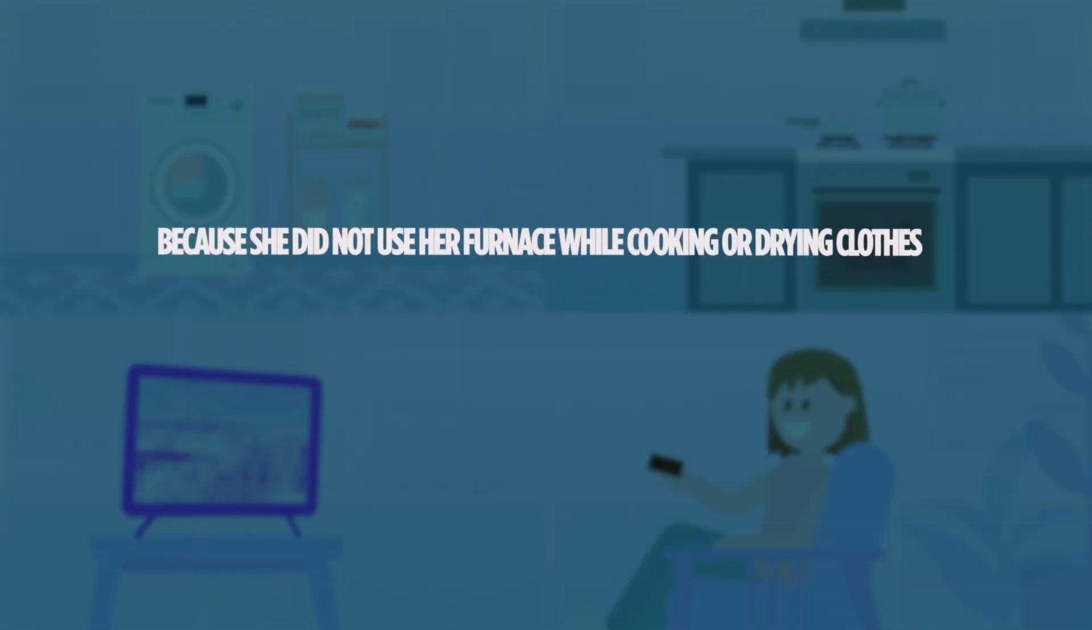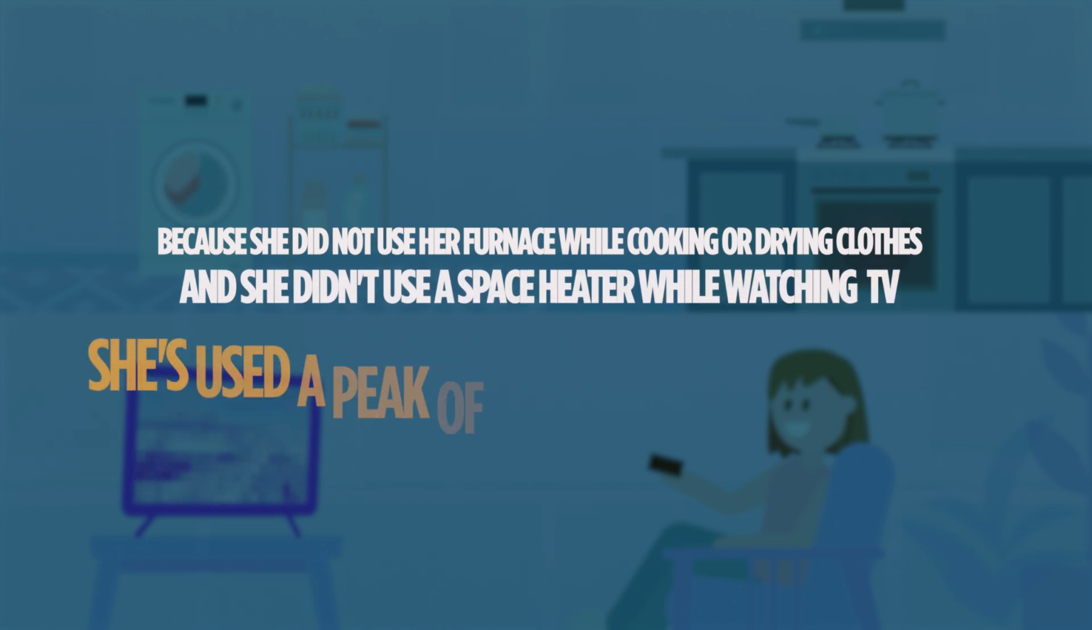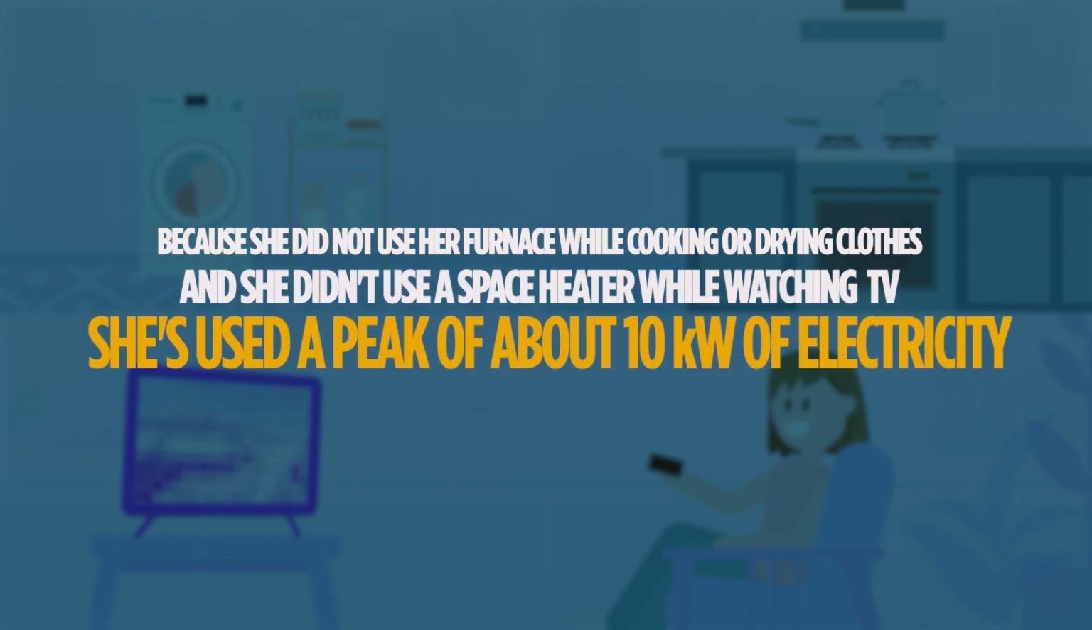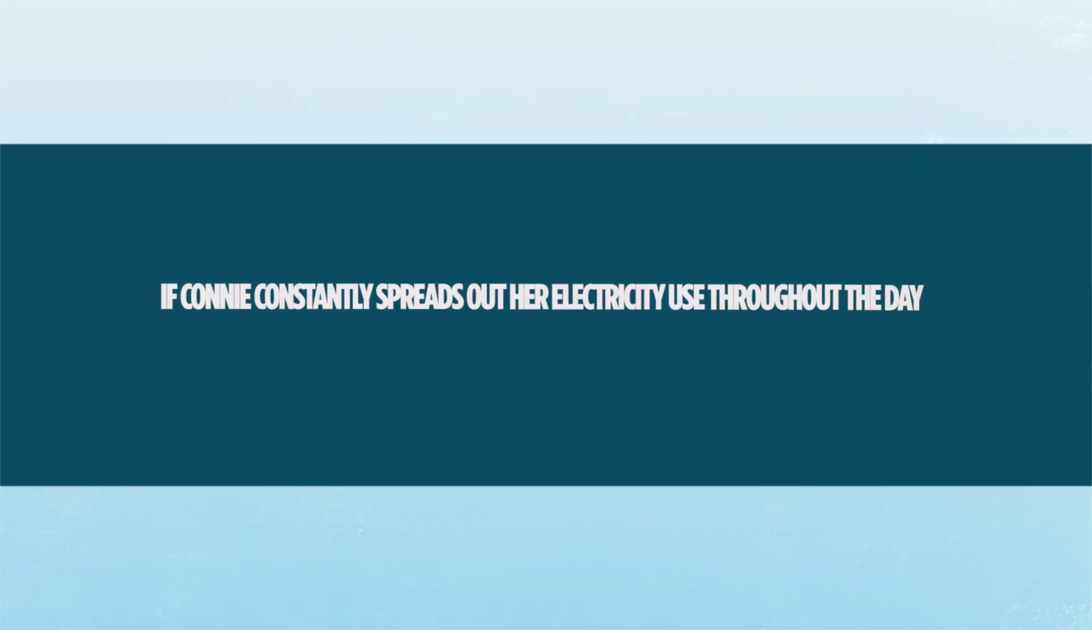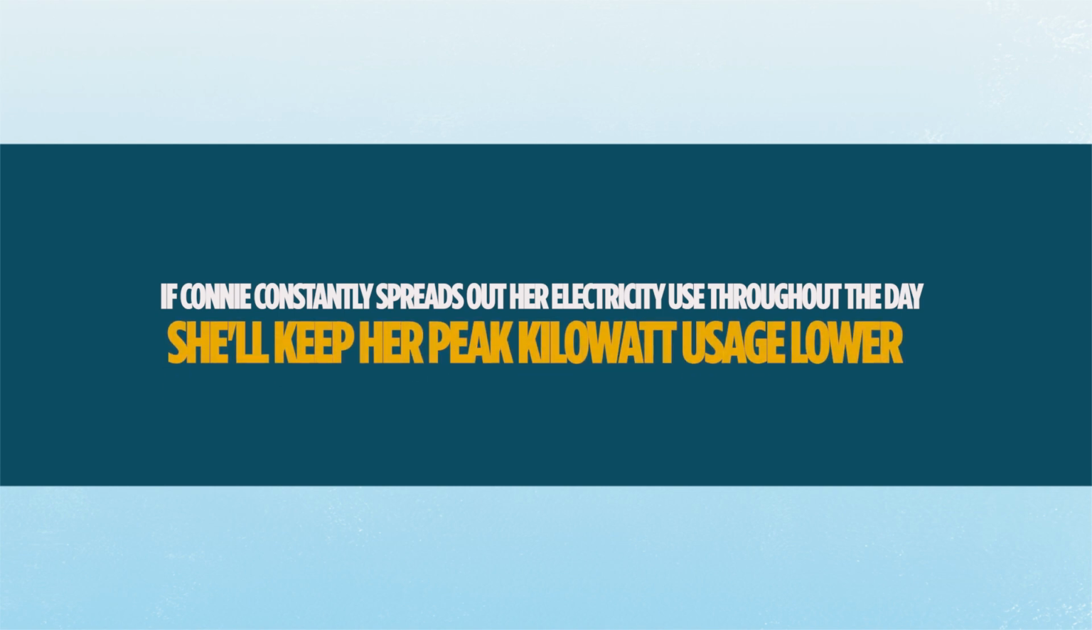Because Connie did not use her furnace while cooking or drying clothes, and didn't use a space heater while she watched television, she's used only a peak of about 10 kilowatts of electricity for the same day. If Connie constantly spreads out her electricity use throughout the day, she'll keep her peak kilowatt usage lower.